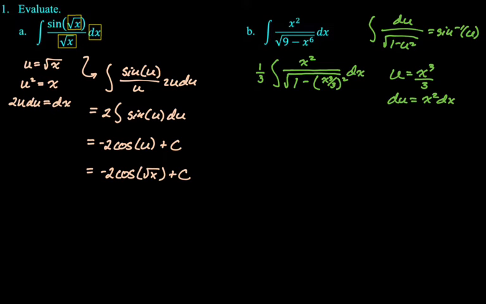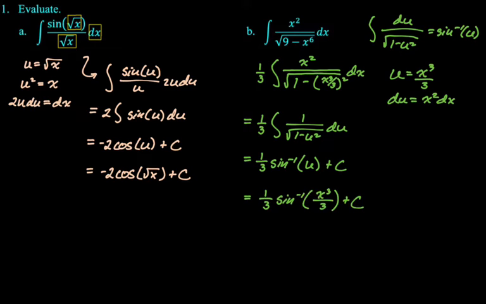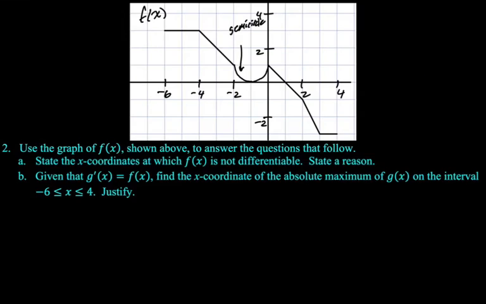So I'm going to make all my substitutions now. 1/3 x squared dx becomes just 1 du. Our denominator becomes the square root of 1 minus u squared. This is perfect arctan, so it's good. Arcsine, sorry. 1/3 arcsine of u plus c, and then u is equal to x cubed over 3, so there's our answer.